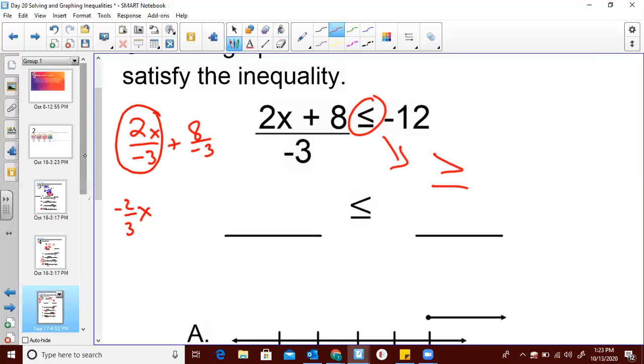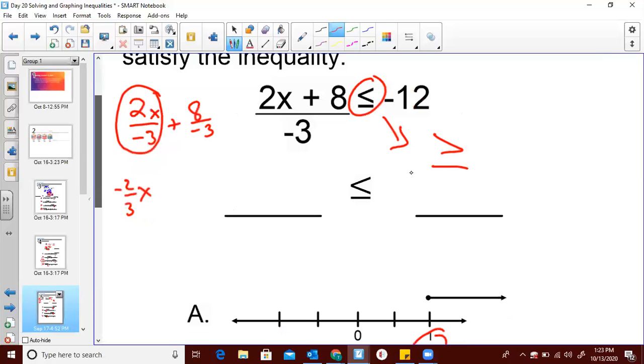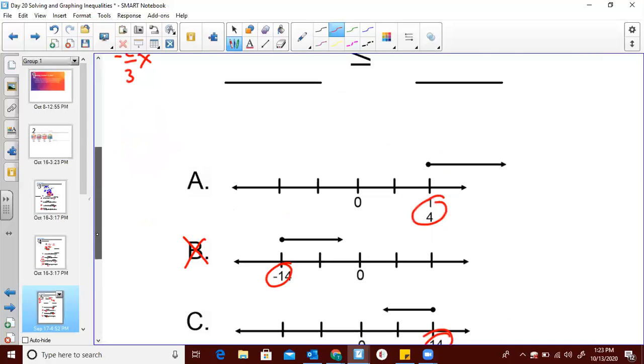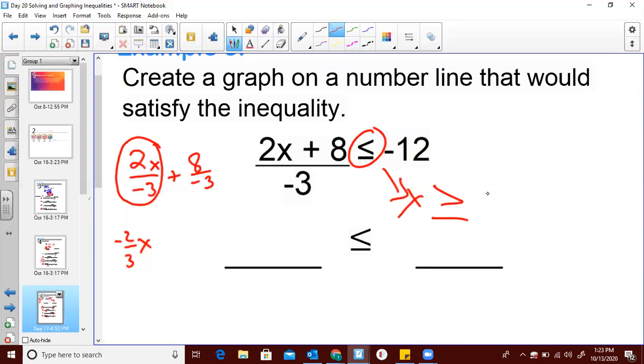So when we did Desmos, we had proven that our negative 14s were not going to be the answer. And now we know that my x's are going to be greater than, because my x is always going to stay on this side. So now my x's are going to be greater than. All right, so they will be greater than, all the numbers bigger than 4. So A would be my answer, greater than 4.